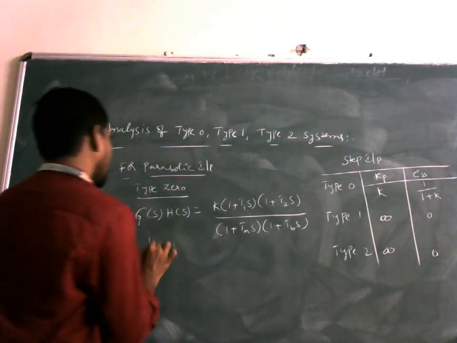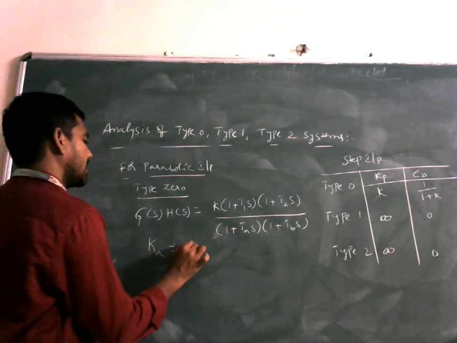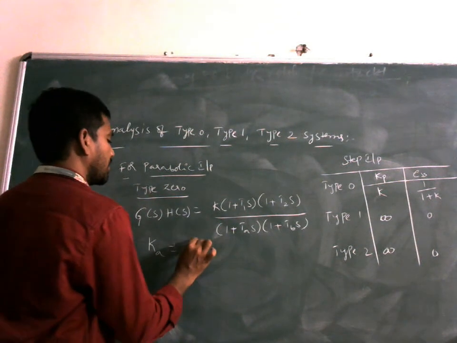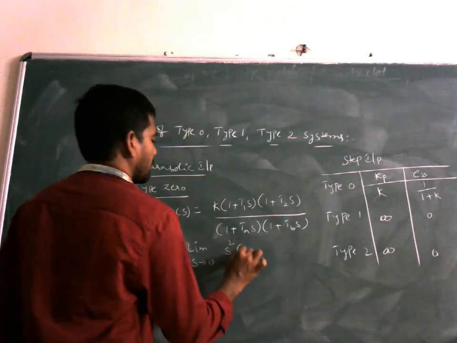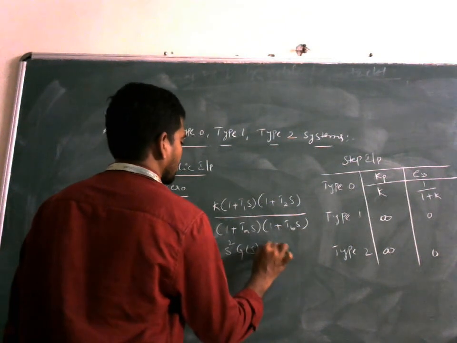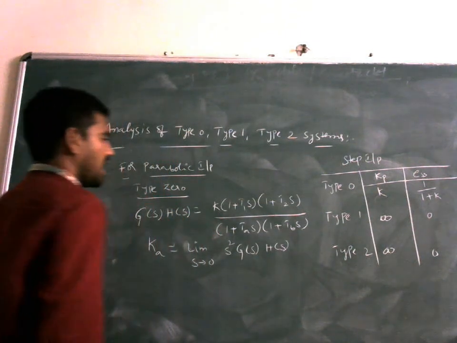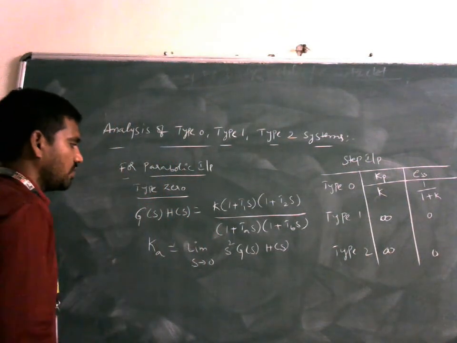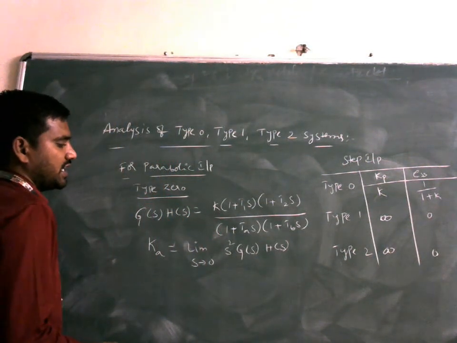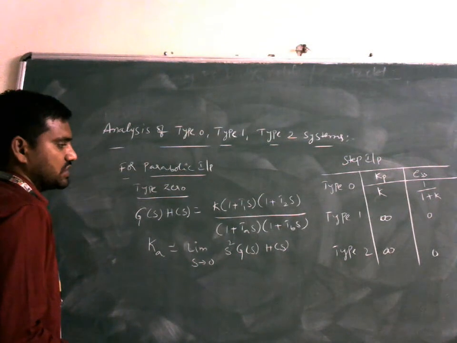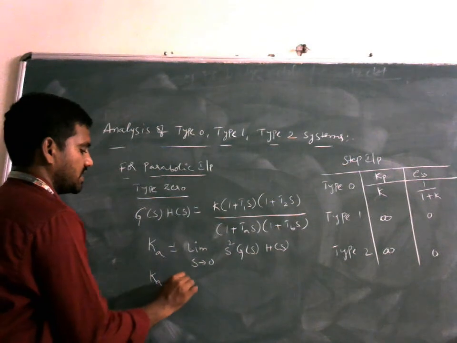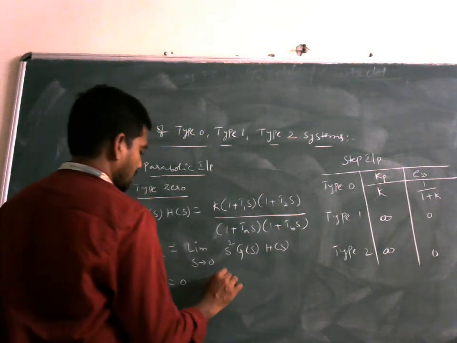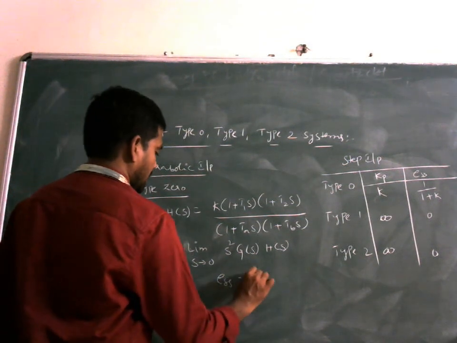Now what is your acceleration constant Ka? Limit s tends to 0 of s square into G of s into h of s. Now what will happen if you substitute the same value? In the numerator we are going to get s square. That means Ka will become 0. Then ESS is equal to 1 by 0.